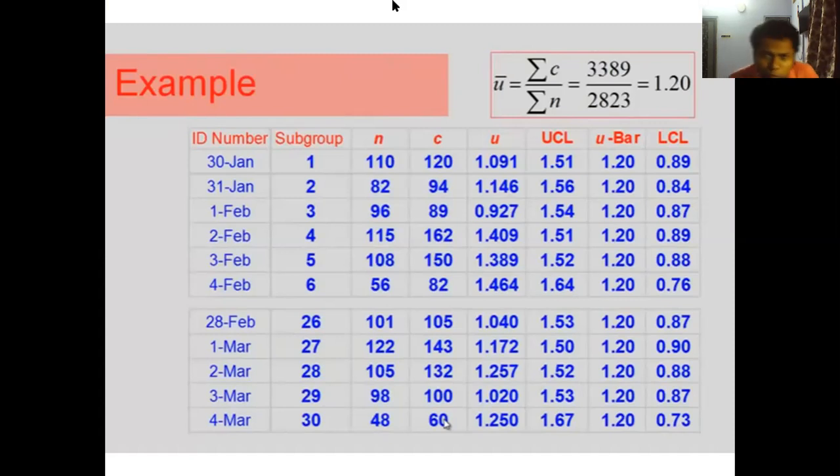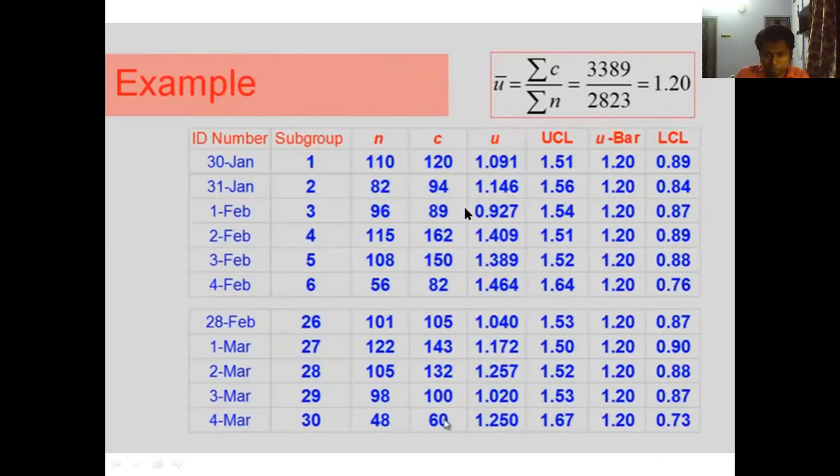Okay, so you calculate the U bar: you sum up your C values and N, and it is 1.2. Then you should calculate the upper control limit and the lower control limit. For U bar, it will be U bar everywhere, the same for all the subgroups.